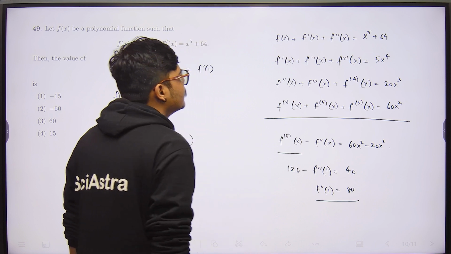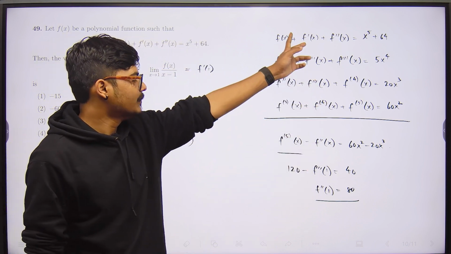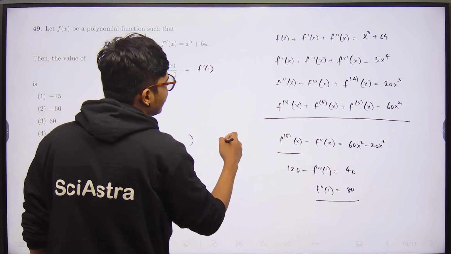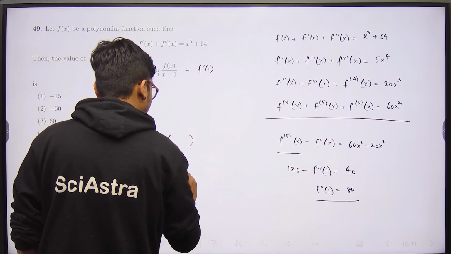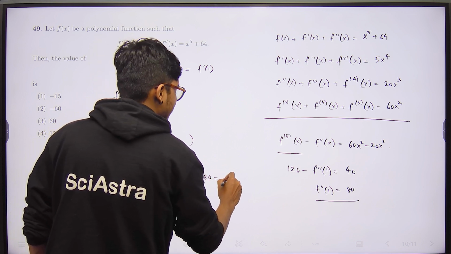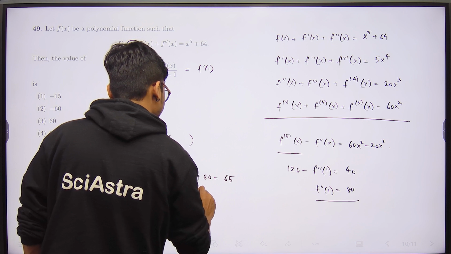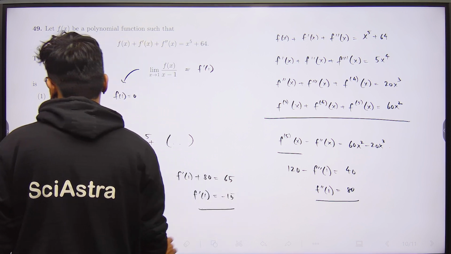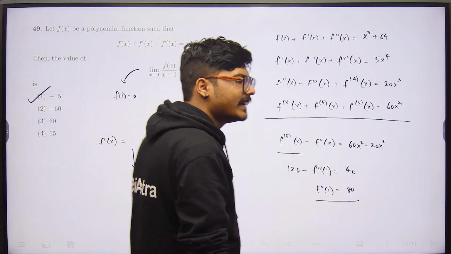ये मिल गया। Now once you get this, हम इसे एकदम फर्स्ट जो इक्वेशन है उसमें सब्स्टिट्यूट कर सकते हैं, राइट? So सब्स्टिट्यूट दैट, तो f(1) 0 है, राइट? So basically f'(1) plus f''(1) which is 80, that should be equal to 65 आ जाएगा, which means f'(1) की वैल्यू क्या आ जाएगी यहाँ से? -15, राइट? Which is option 1. So that is your final answer, okay?